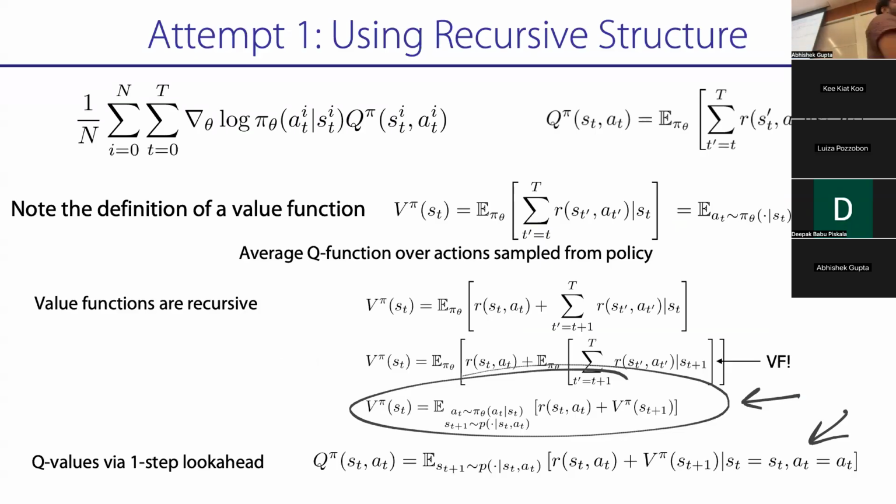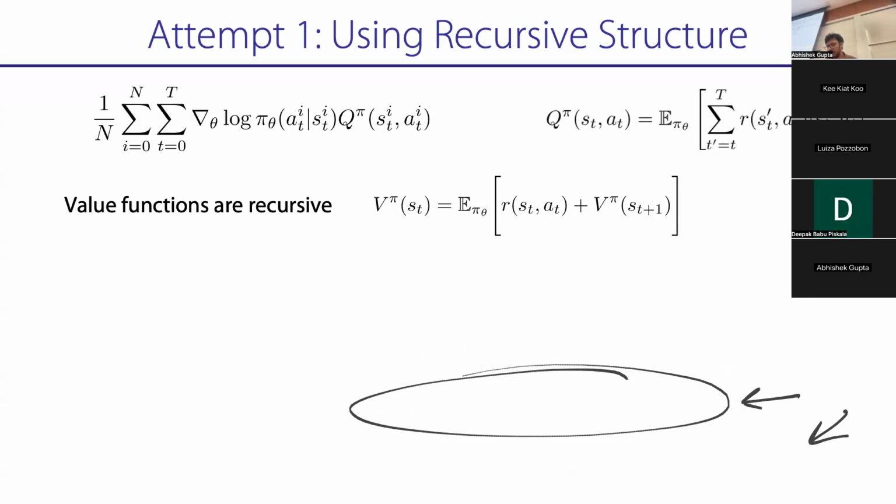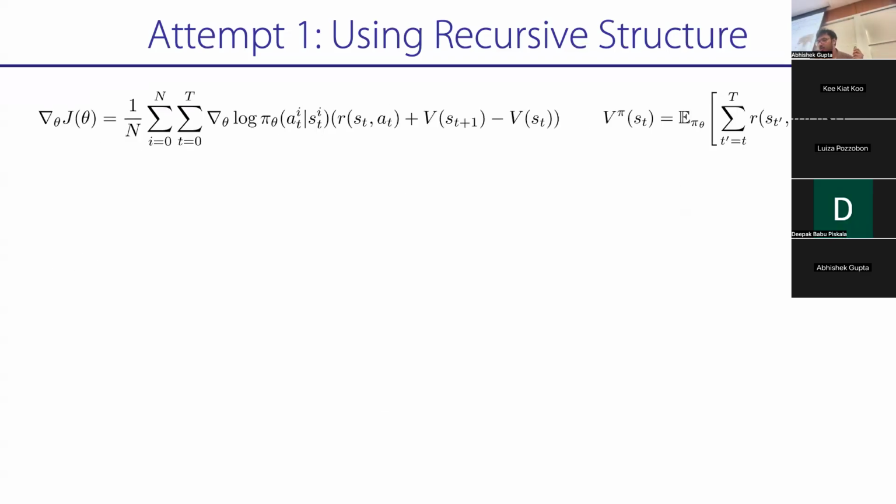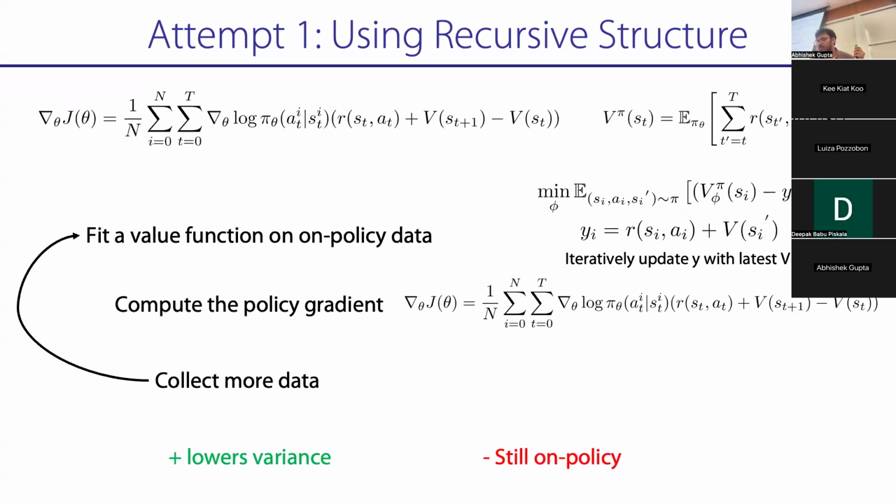We're still not off policy. The problem with this algorithm is that it's lowering variance, but it's still on policy. So it's better, but it's still not as good as we could be. Let's cover off policy RL next time, but keep this recursion in your mind.